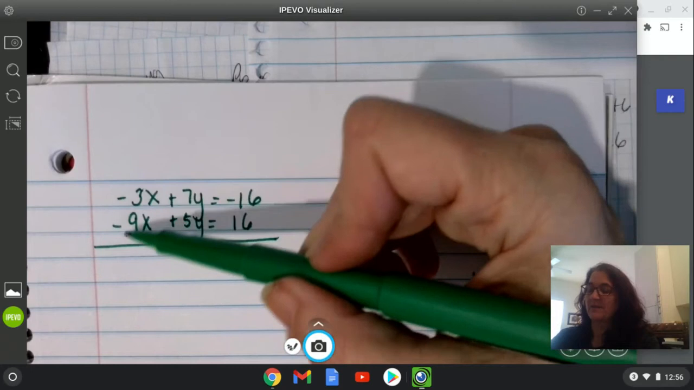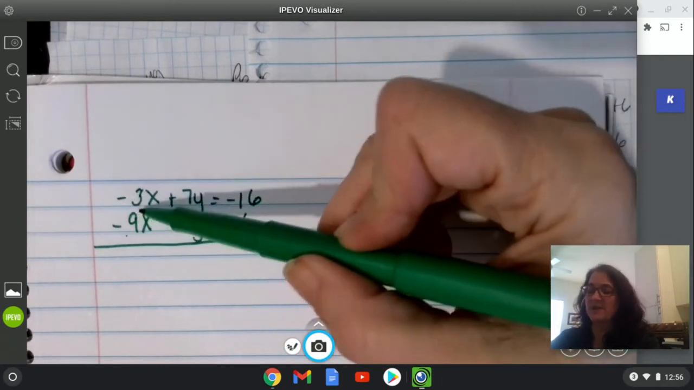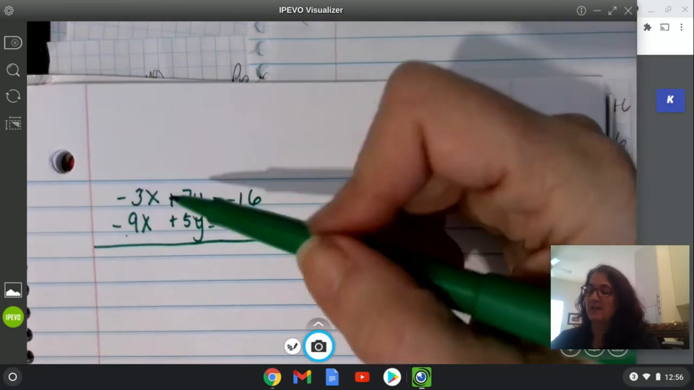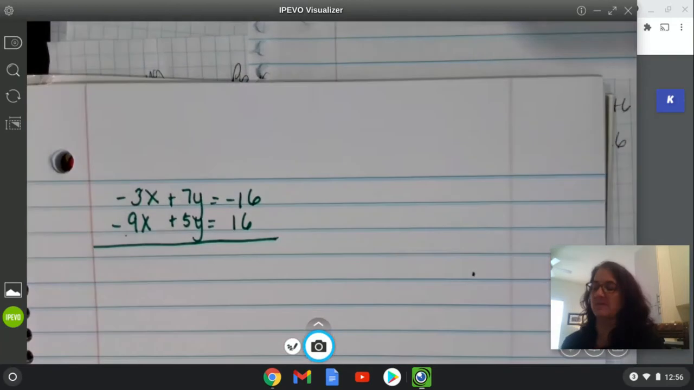So I'm going to have to pick either my x or y to eliminate, but I'm going to have to change not only the sign, but also the coefficient. And I'm going to work with my x's this time. You could work with y's, it doesn't matter, you'll get the same answer.